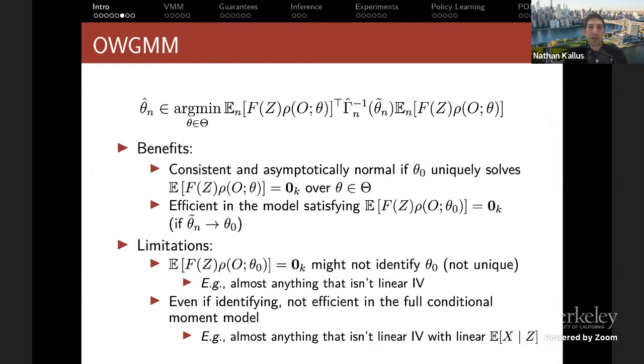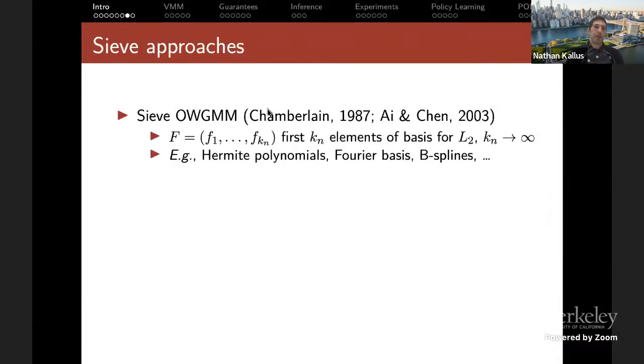We should try and tackle more than just a few functions. That gives rise to some approaches that have been suggested called Sieve approaches. We can take optimally weighted GMM and combine it with some sort of Sieve, like a growing set of test functions. This was done back in '87 by Chamberlain, and more recently refined quite a lot and extended to other settings by Ai and Chen. Here we're just going to let the test functions form the first k_n elements of some basis for L2 and let k_n go to infinity, like polynomials, Fourier bases, B-splines, etc. So that's one thing we could do.